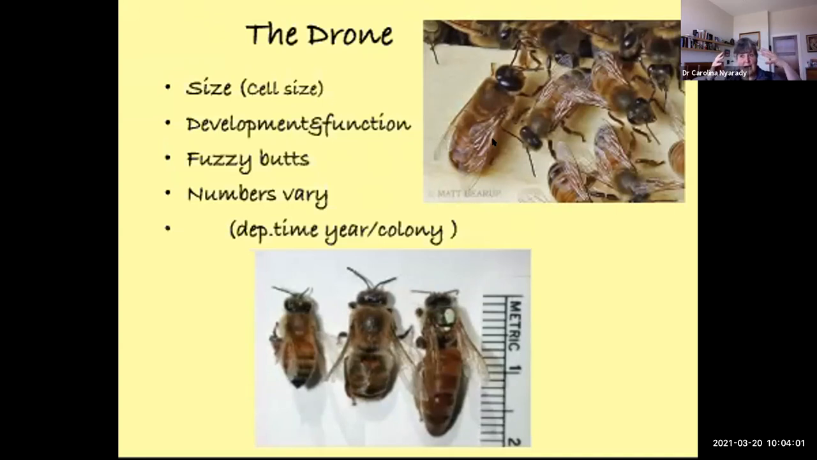So with their big eyes, they're scanning the environment, and they are waiting for a virgin queen to maybe come by, right? And of course, if they see a virgin queen sort of flying in the horizon, they all start chasing her, right? It's sort of the one girl with the many guys that have been hanging out at the bar, right? So they all start chasing her in the hopes of catching her.